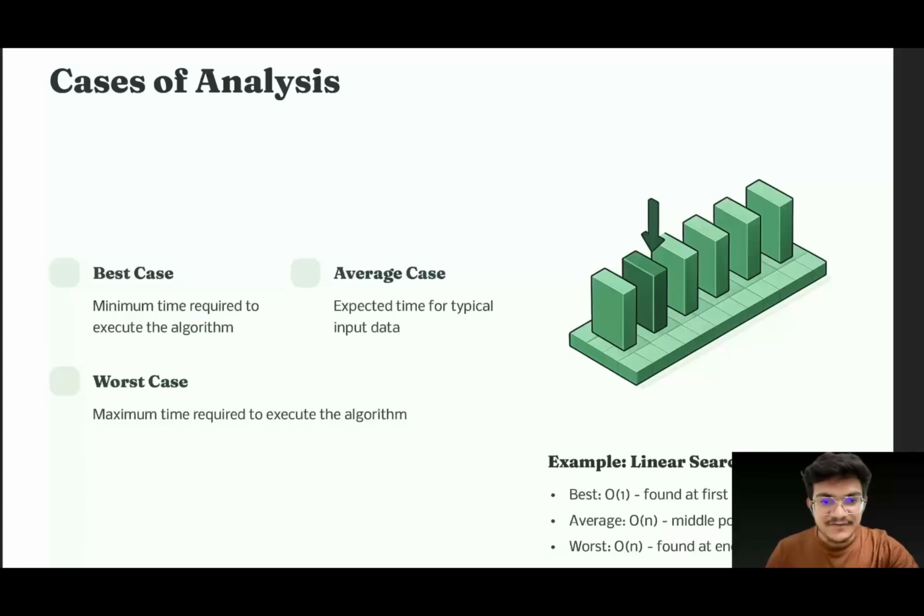For the case study of analysis, algorithms are analyzed in three cases. First one is best case, which is minimum time, the second one is average case, which is expected time, and the third one is worst case, which is maximum time. For example, in a linear search, best case is O(1), when the element is found at the first position, the average case is O(n), and the worst case is also O(n) when the element is at the end or not present.